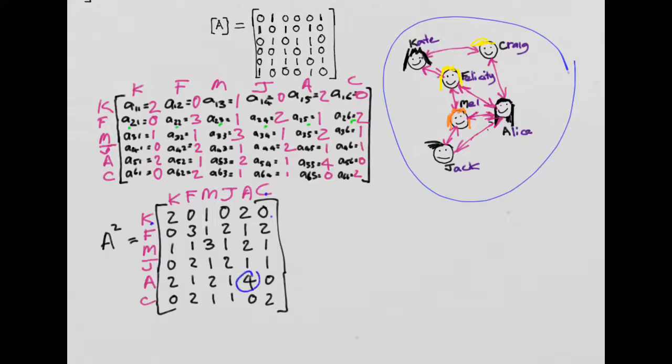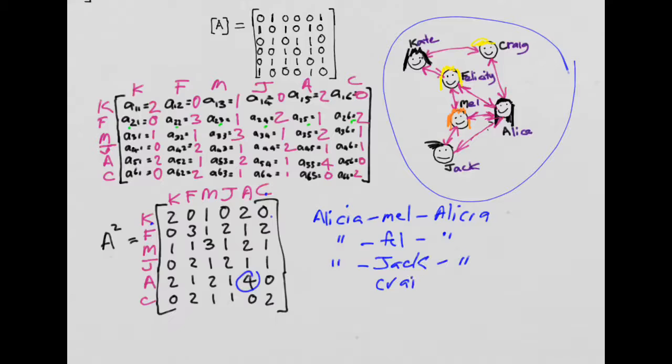Now just looking at one more, so we've got Alicia to Alicia. Alicia can go through Mel and then back to Alicia. She can go through Felicity back to Alicia. And then she can go through Jack. And then lastly, Craig. So she can get a message back to herself through 4 people. That's why there's a 4 there.